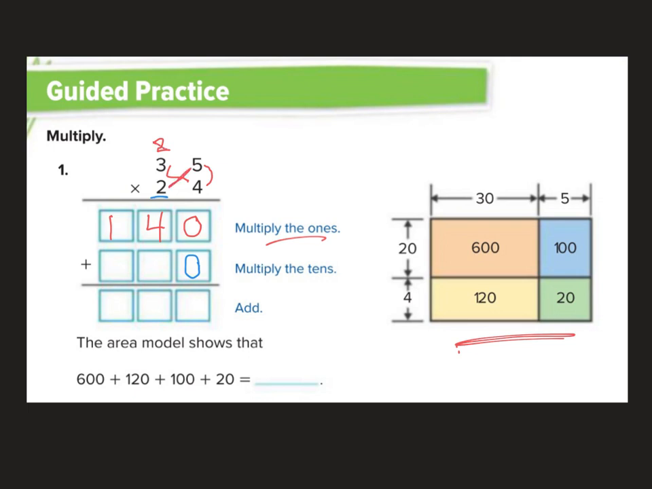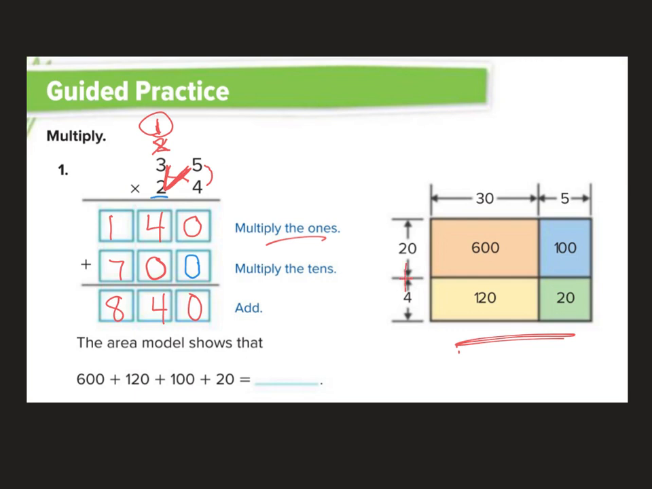I'm going to cross out this 2 because I already used it. 2 times 5 is 10. 2 times 3 is 6. Plus 1 more is 7. So now if we add, I get 840. So if we look at the area model over here, we broke it up.